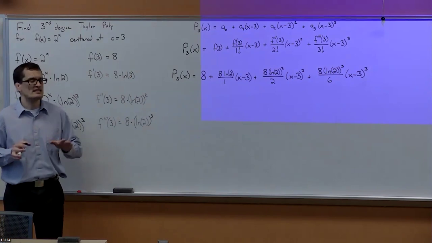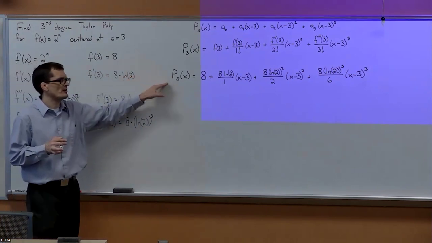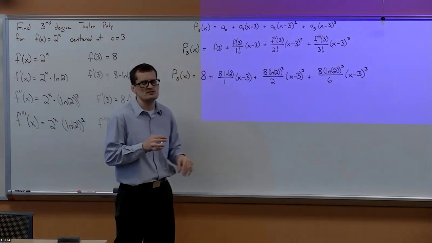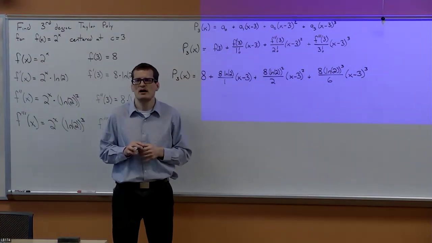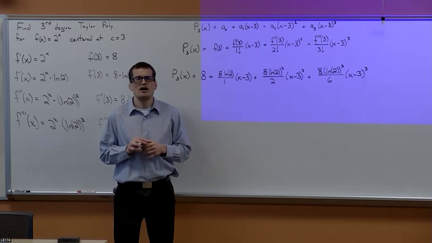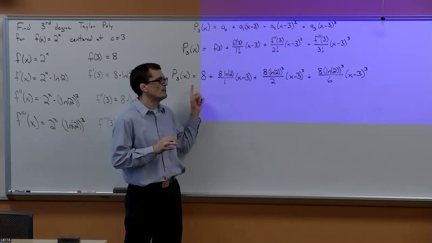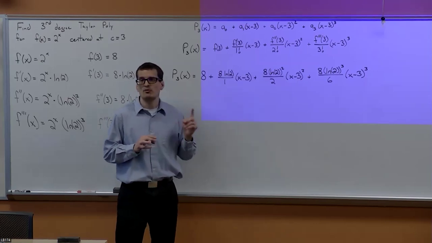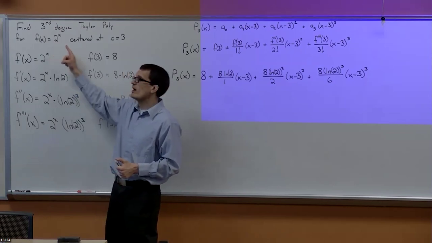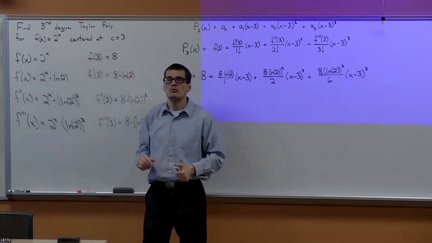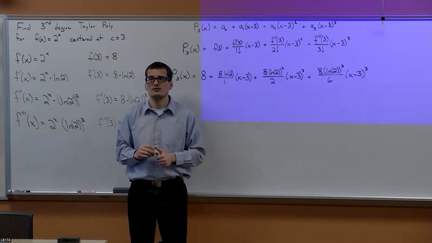Now, obviously, that's kind of an ugly looking polynomial because we have natural logs of 2s lurking about there. But this is going to be a polynomial which approximates this function really, really well, close to x values of 3.